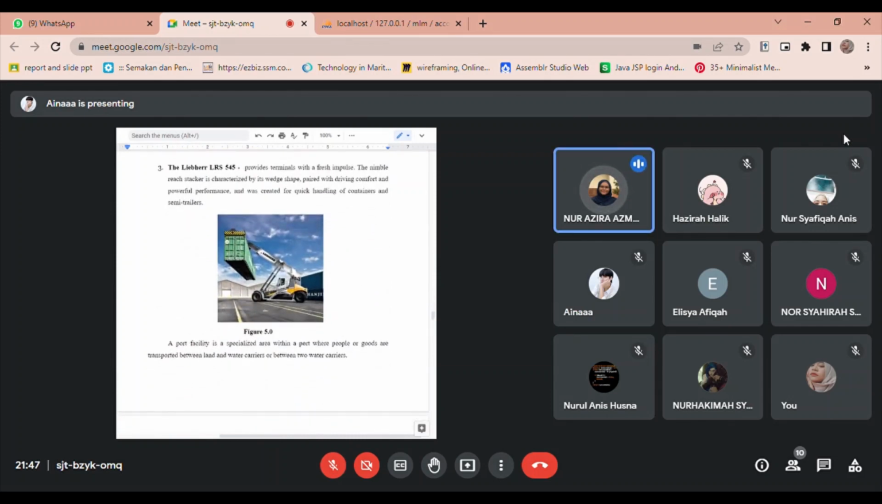The Libre LRS provides terminals with a fresh impulse. The nimble reach stacker is characterized by its light weight and shape, paired with driving comfort and powerful performance, and was created for quick handling of containers and semi-trailers.